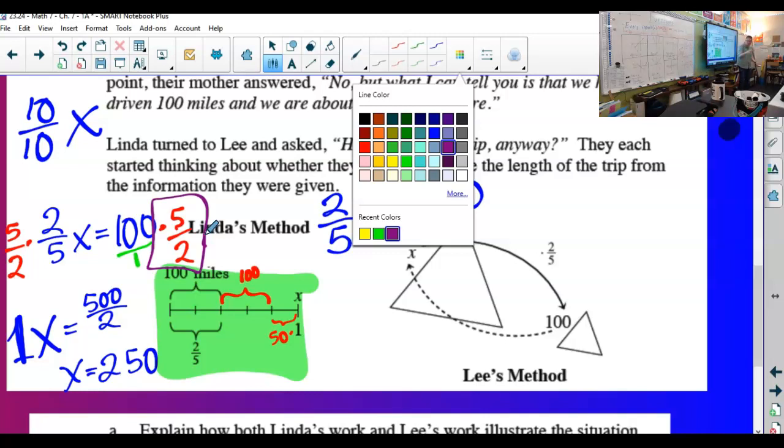What did Sophie do? She did 2 and a half. This is 2 and a half. It's what Sophie did, just kind of different because math has options. Guys, it's the same. It's all the same.